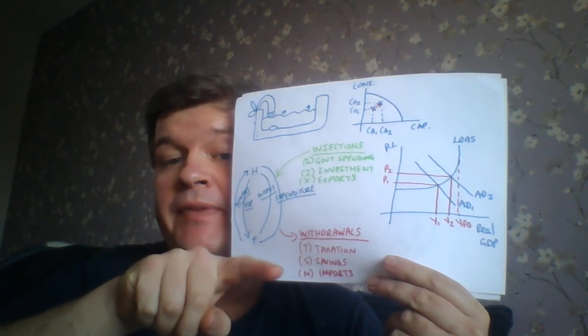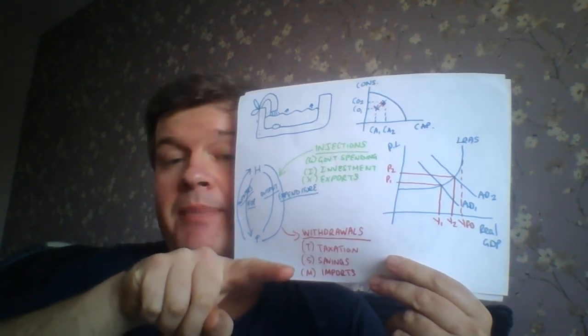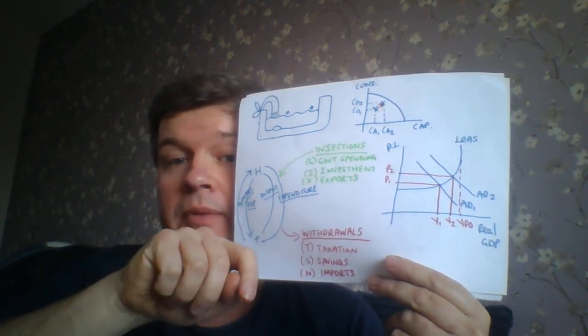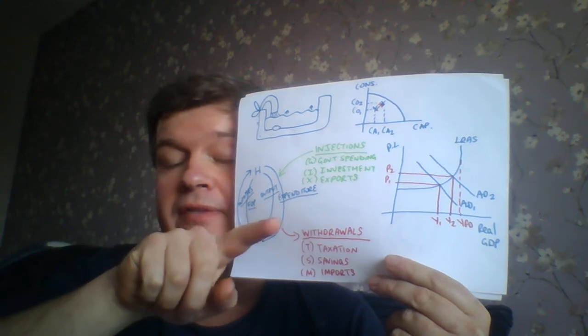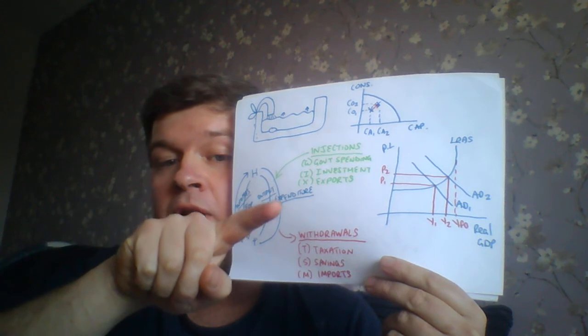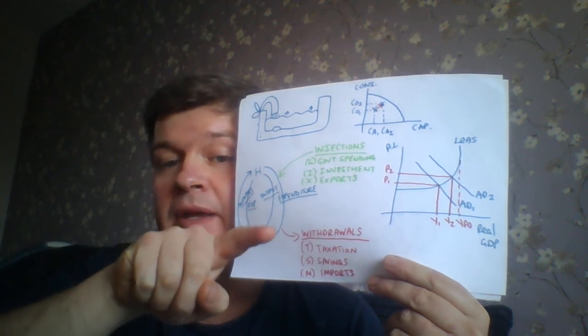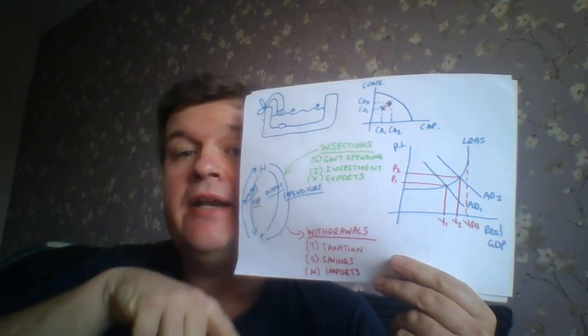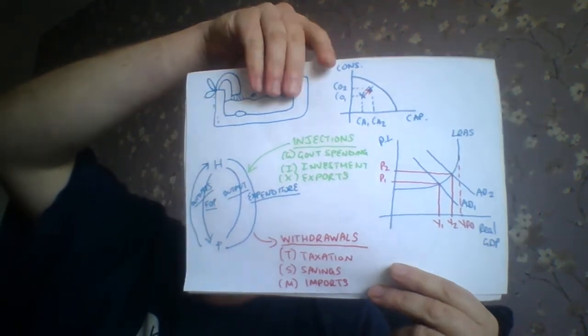Imports, well, if we're buying foreign goods and services, our money is leaking out of our economy. It's going to boost the circular flow of other economies across the world. But if we're earning our money and not spending on our businesses, it means that our businesses have got falling demand for output, they produce less, and again, more people become unemployed.